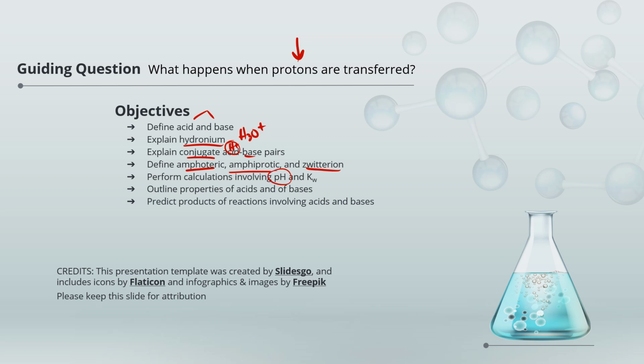pH is the negative log of the hydrogen ion concentration, and Kw, the ionic product of water, is equal to 10 to the negative 14 at 25 degrees Celsius. We talked about lots of properties of acids and of bases, and then we looked at all those reactions involving acids and bases. Great work today, my friends.